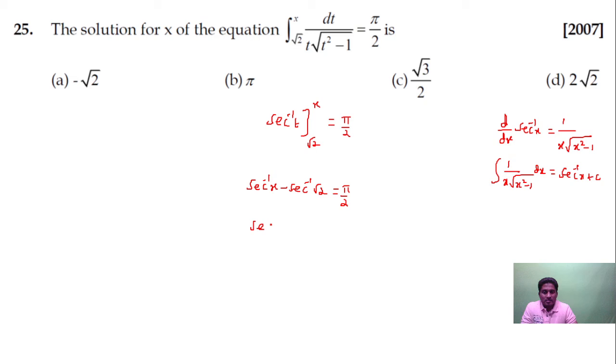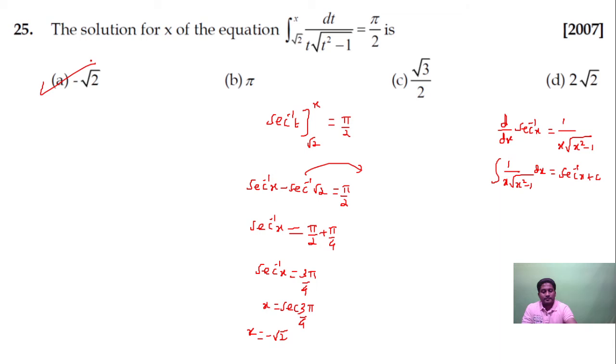So this is sec inverse of x. Sec inverse of root 2 is pi by 4, right? So if I shift it to the right side, it is pi by 2 plus pi by 4. So sec inverse of x will be equal to 3 pi by 4. So x is equal to sec of 3 pi by 4. 3 pi by 4 is in the second quadrant, sec will be negative, so it is minus root 2. Use allied angles. Answer: first option.